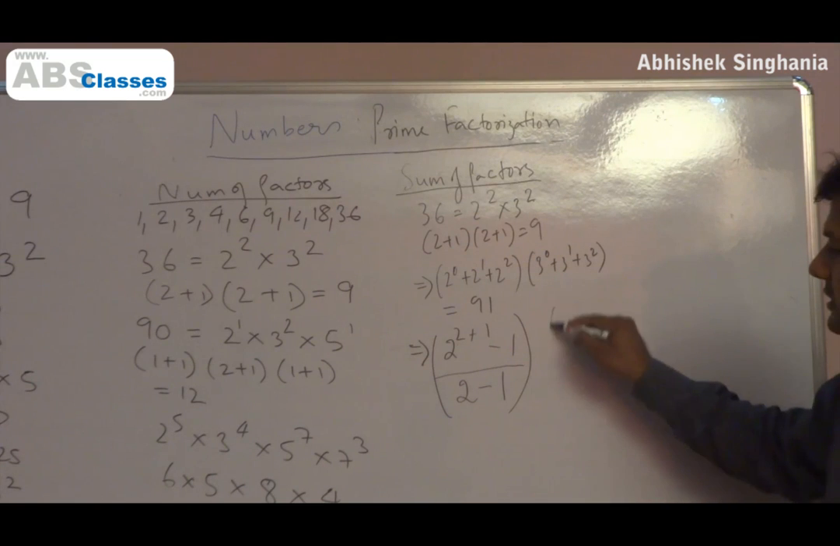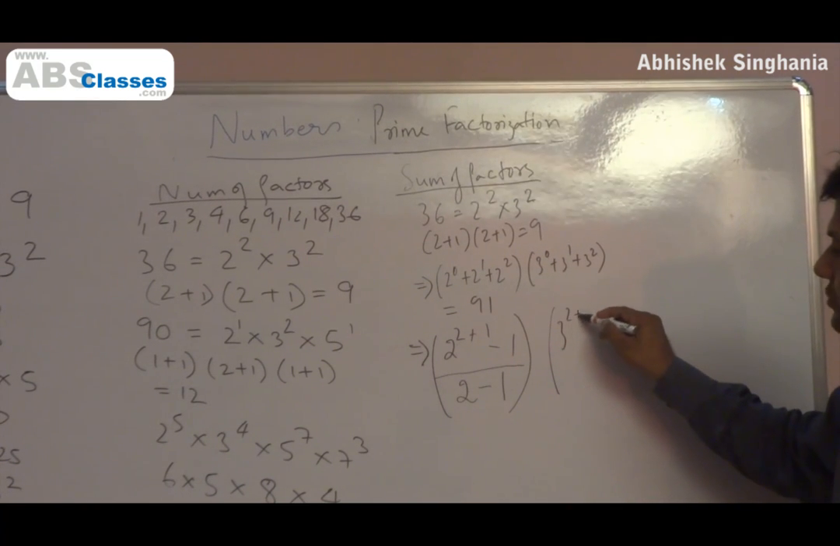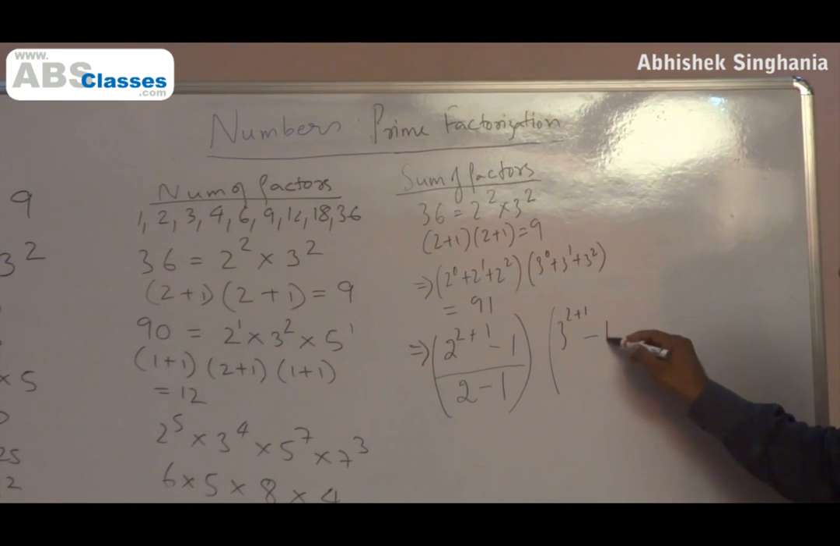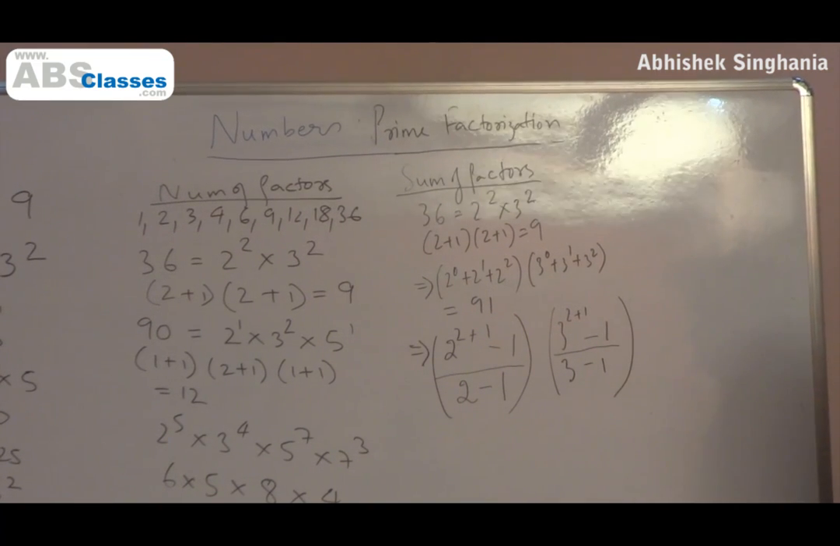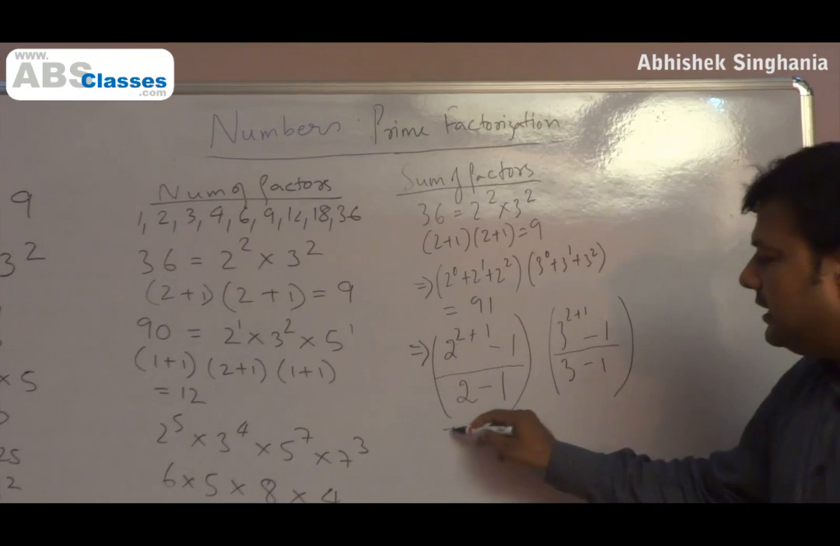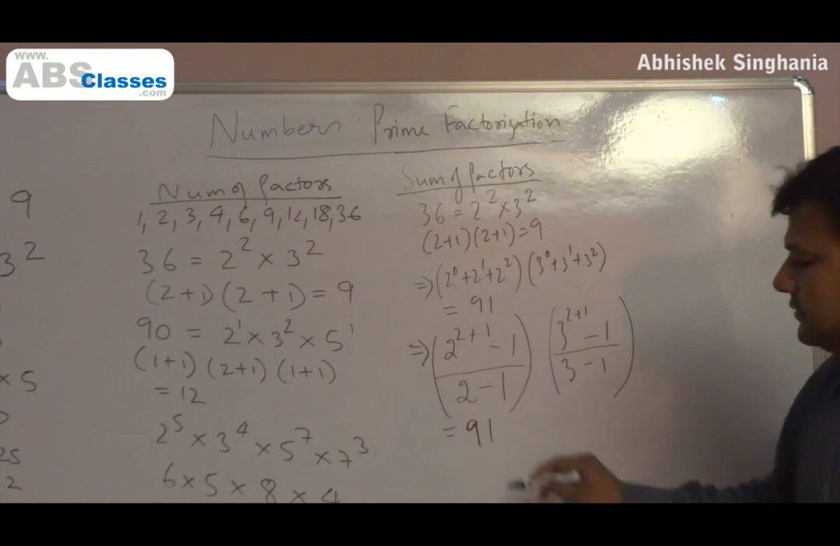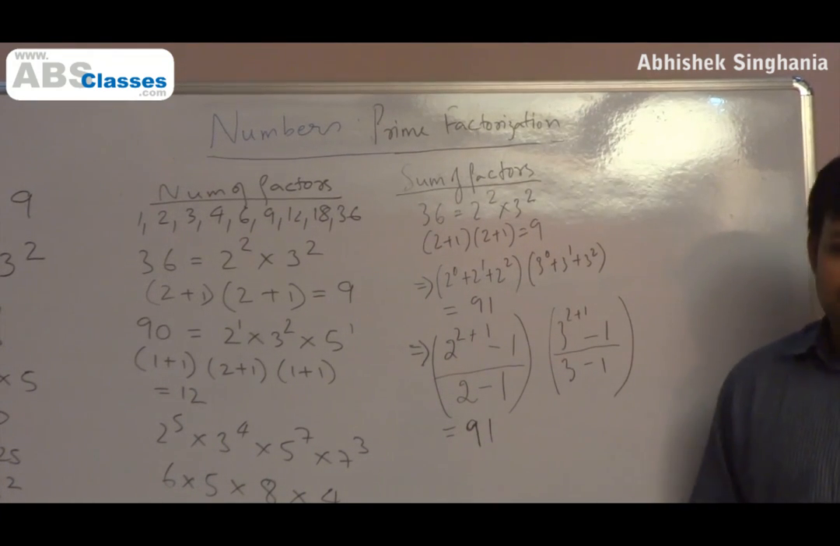For 3 also we'll do this. So 3 square plus 1, which means 3 to the power 3, minus 1 by 3 minus 1. Alright, now if you solve this, you will get 91 again. So this is how we get the sum of factors. Alright, okay.